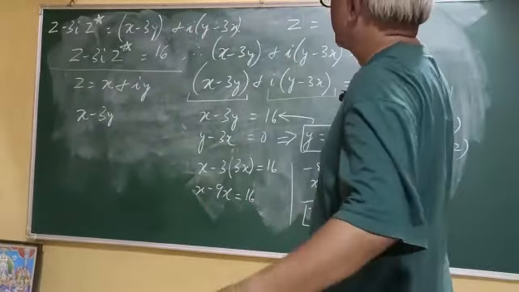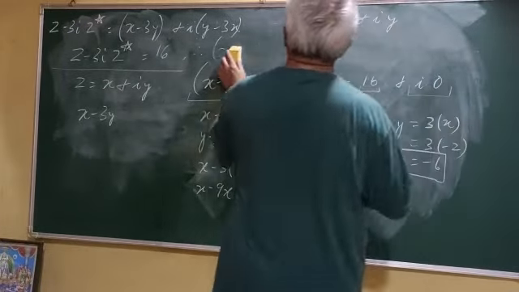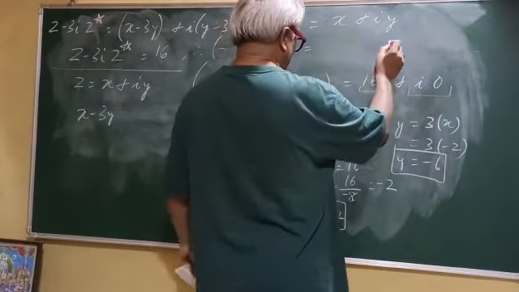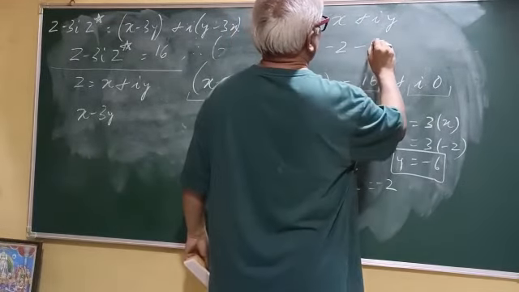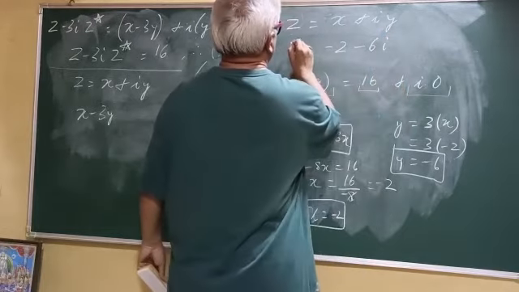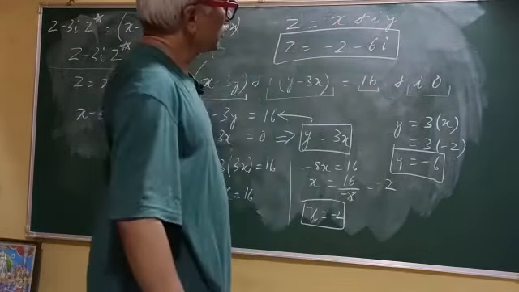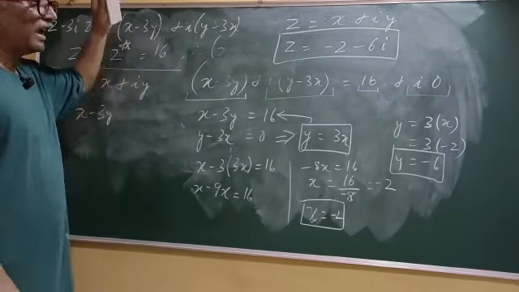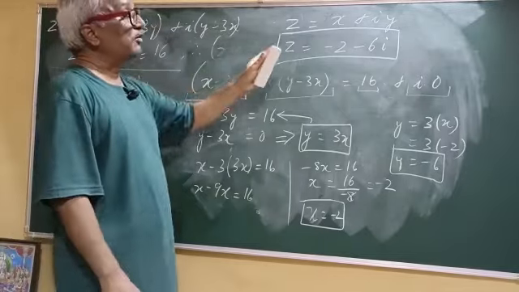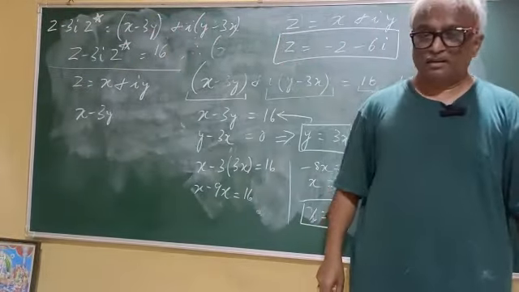Let me write it down here. The root is x plus iy, so the root is minus 2 minus 6i. So my root of the equation z minus 3i z star equal to 16 is z equal to negative 2 minus 6i. Okay? Thank you.